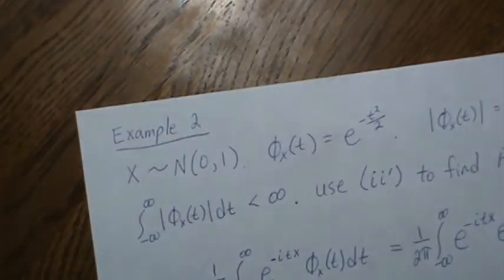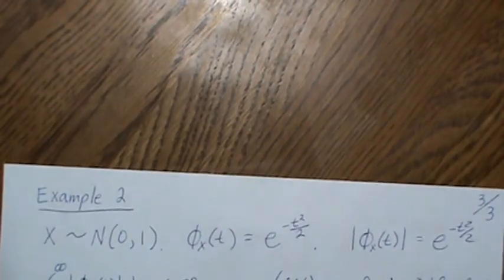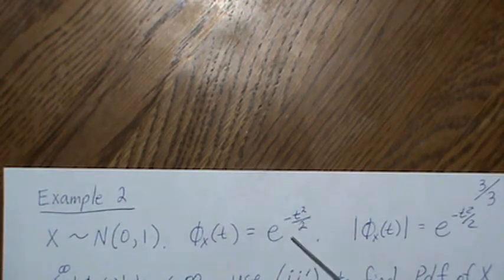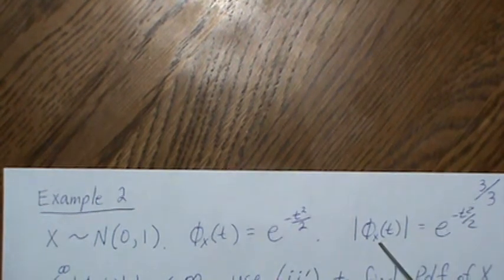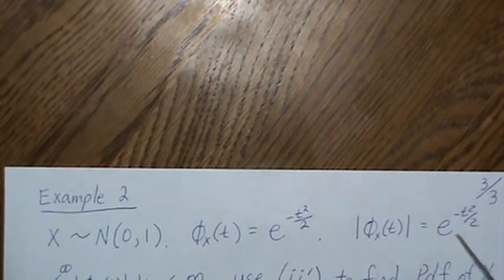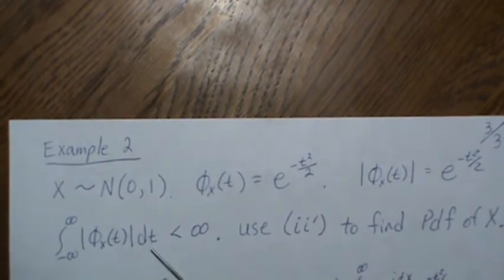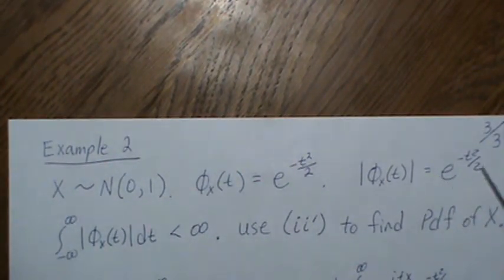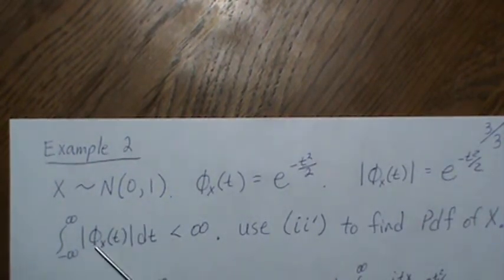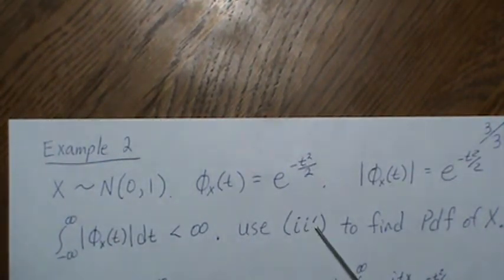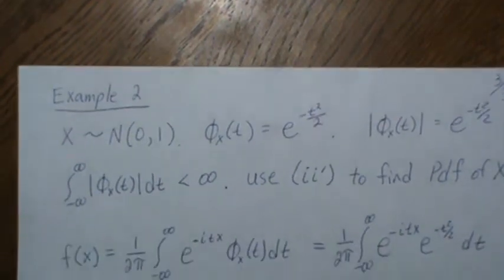So let's do one more. Let x be standard normal, and it can be shown that the characteristic function is this. And if you take the modulus of the characteristic function, you get this, because this is always positive. And then if you integrate this, that looks like a standard normal equation, and we know that it integrates, it's finite. So we're going to use the inversion formula to find the PDF of x.